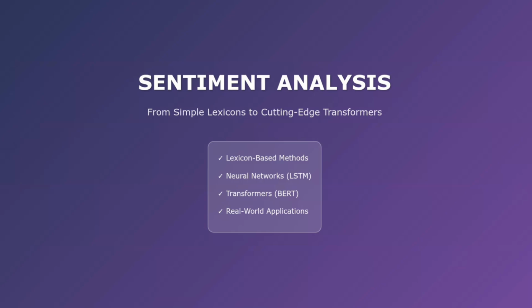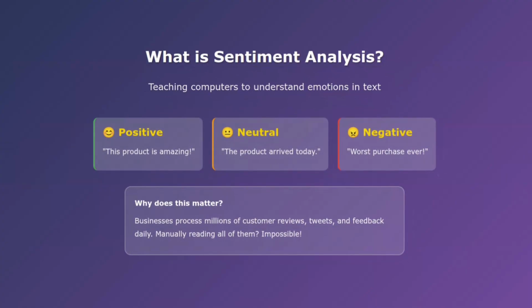Let's get started. So, what exactly is sentiment analysis? Sentiment analysis is the computational task of identifying and extracting subjective information from text. In simpler terms, it's teaching computers to understand emotions in text. The goal is to determine whether a piece of text expresses positive, neutral, or negative sentiment.